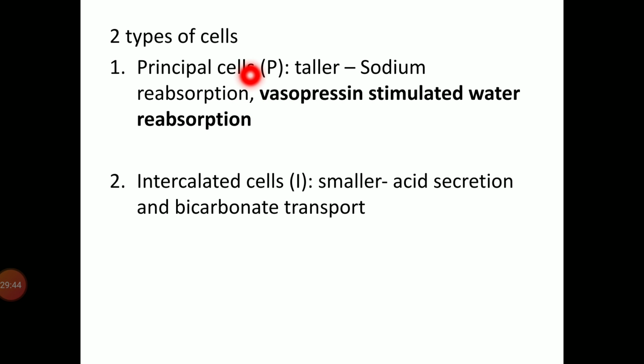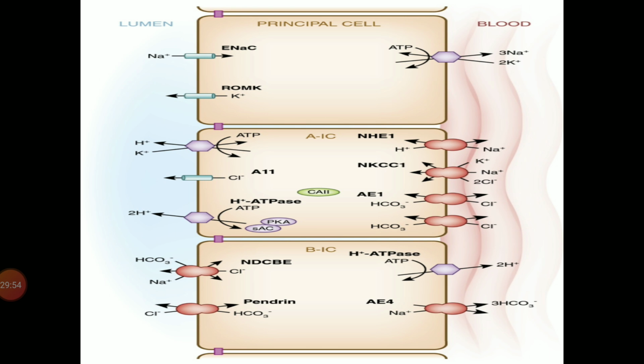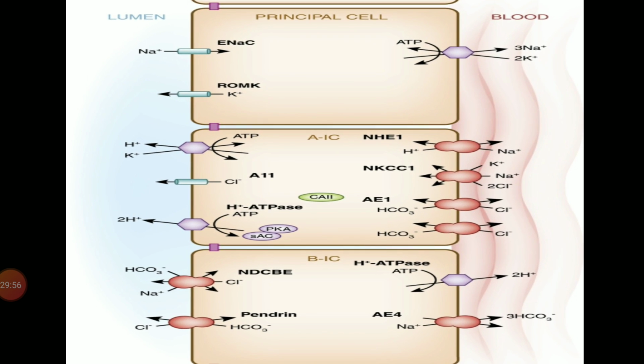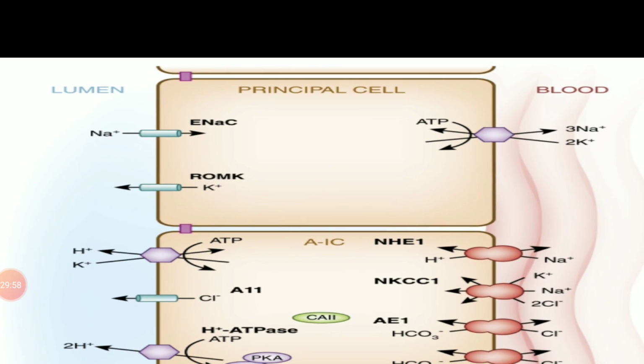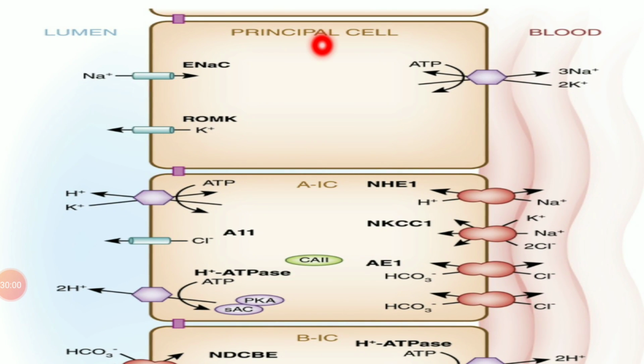And apart from the principal cell, there are also intercalated cells, and the main function of the intercalated cell is associated with the acid or bicarbonate transport. Okay, so this thing you can see in this diagram. You can see here, this is the principal cell. In the principal cell, you can see this is the luminal side and this is the blood side.